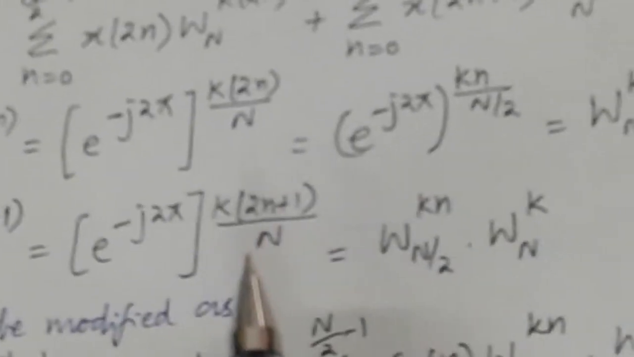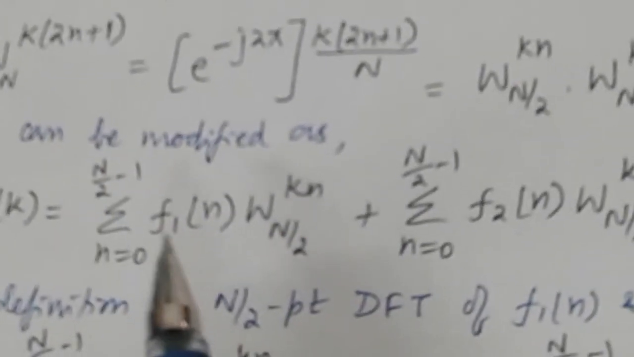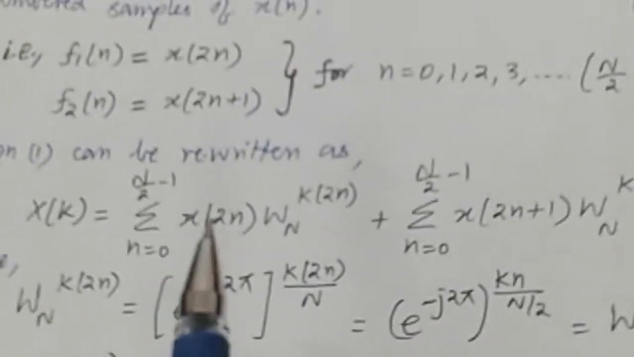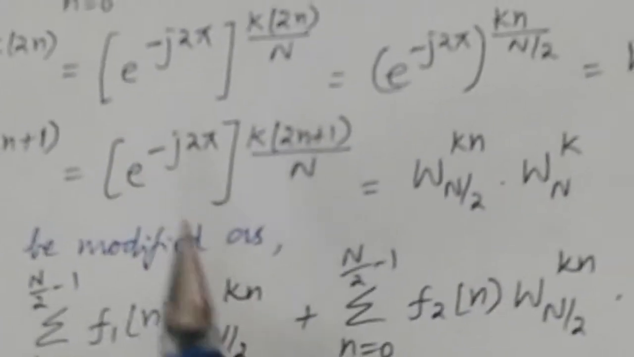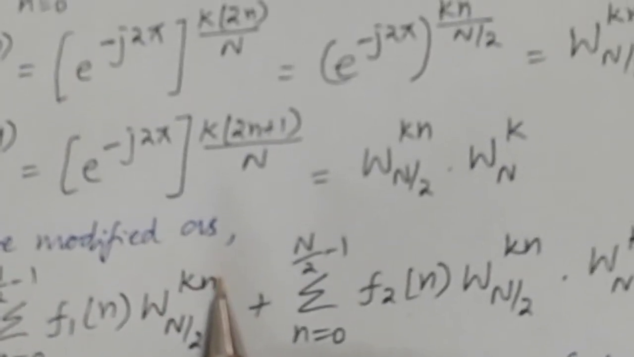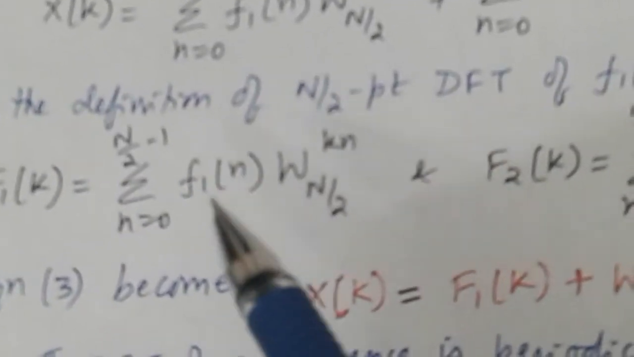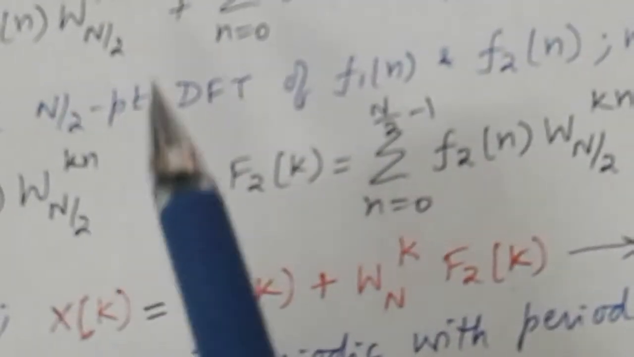Fine. Now substitute these two in equation number 2. It can be modified as the sum, with the same limit. Instead of x of 2n we are assuming it as f1 of n. So we can write this as f1 of n W N by 2 power kn, plus f2 of n W N by 2 power kn and W N power k. Equation number 3. Now by the definition of N by 2 point DFT of f1 of n and f2 of n, we have f1 of k equal to the sum from n equal to 0 to N by 2 minus 1 of f1 of n W N by 2 power kn. Similarly, f2 of k we will have with f2 of n. This is the definition of f1 of k and f2 of k for N by 2 point DFT.